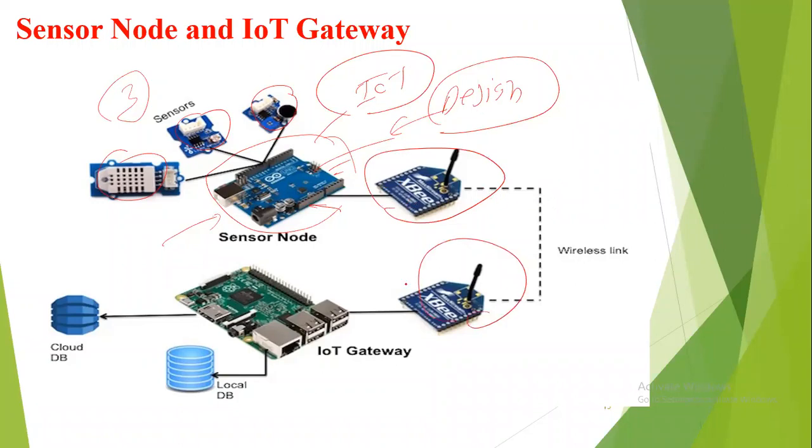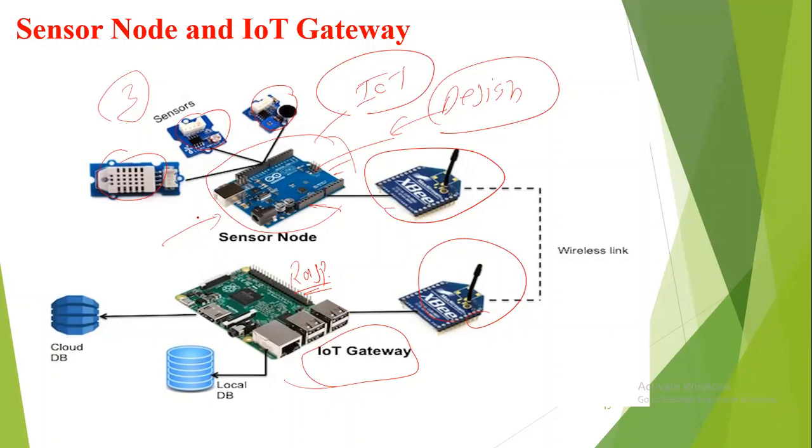Okay, and this data is received by the IoT gateway. So this is another board, the Raspberry Pi model. This is the Raspberry Pi module, and it acts as an IoT gateway. So the job of the IoT gateway is that it collects the data from multiple sensor nodes.